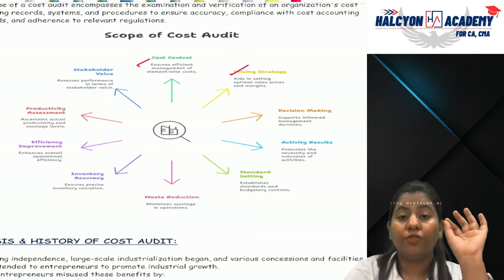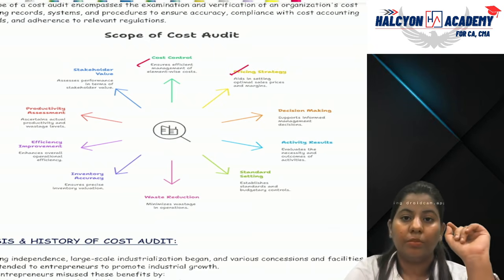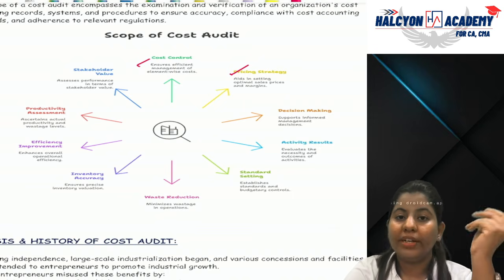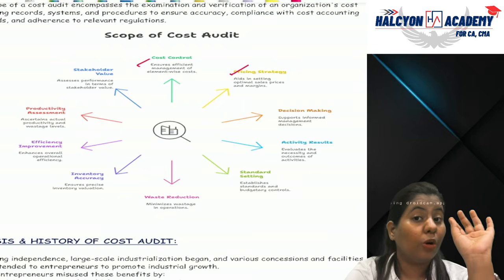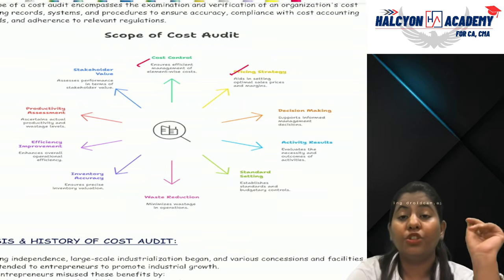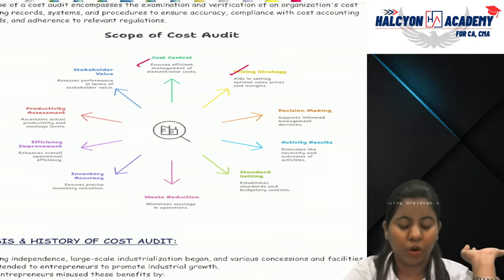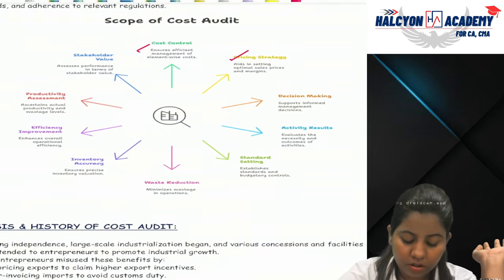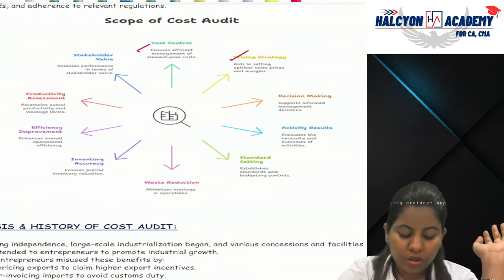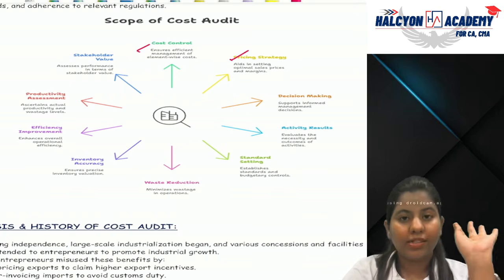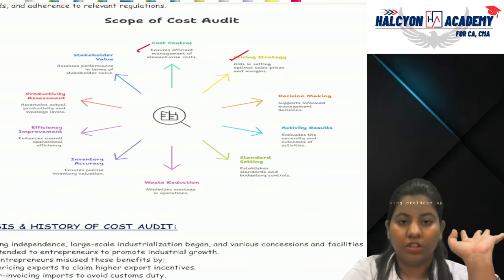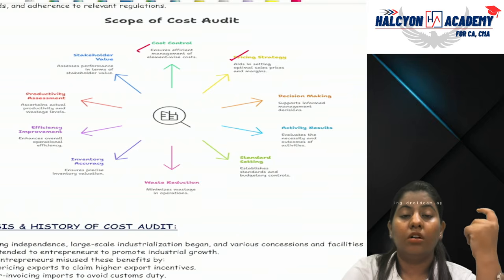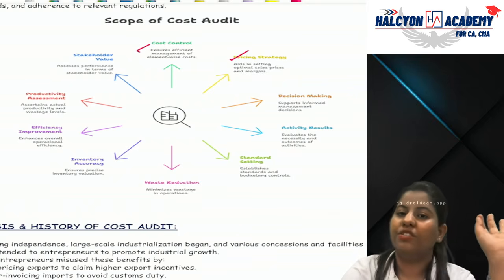If I have produced it for rupees 20, I cannot sell it for rupees 70. Margin cannot be more than the cost, na? Cost is only 20 rupees and the price is 70 rupees. I cannot do this. So the margin should be reasonable, because the auditor is going to verify that for sure. So cost audit aids in setting optimal sales price and margins. The margin and the sale price should be optimal and reasonable.